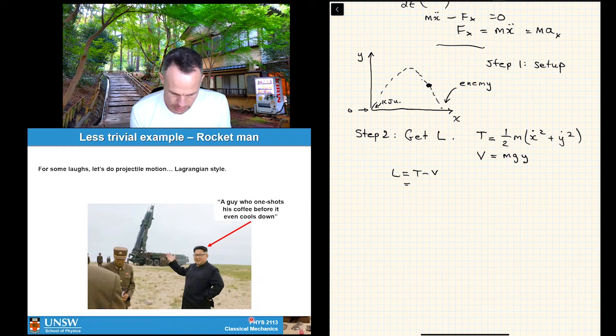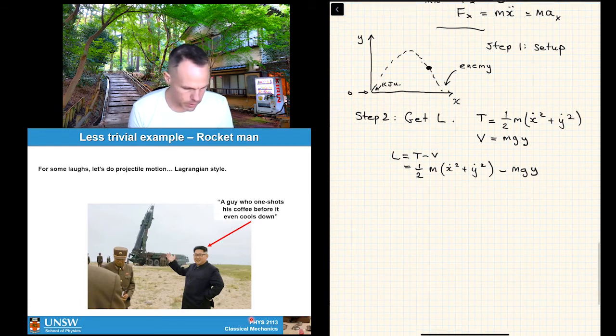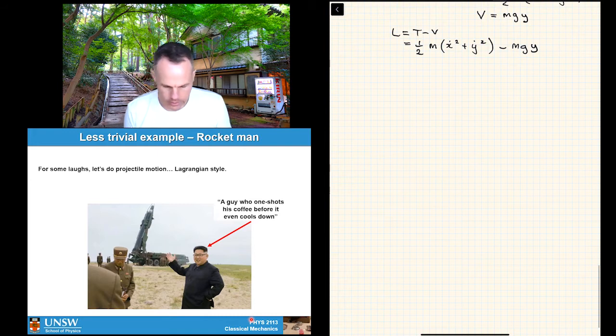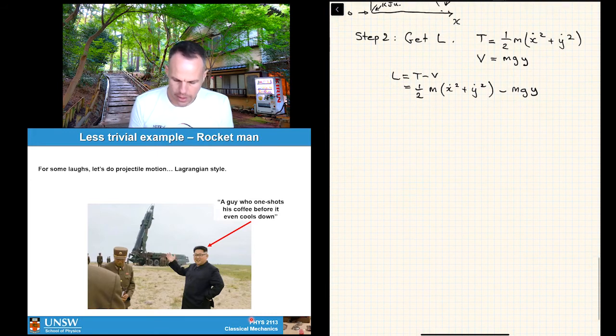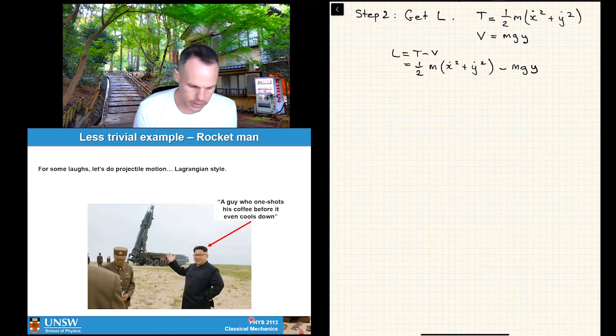which is a half m (x dot squared plus y dot squared) minus mgy. And then the next step in this whole problem is basically to pop out our Lagrange's equations and solve, right?